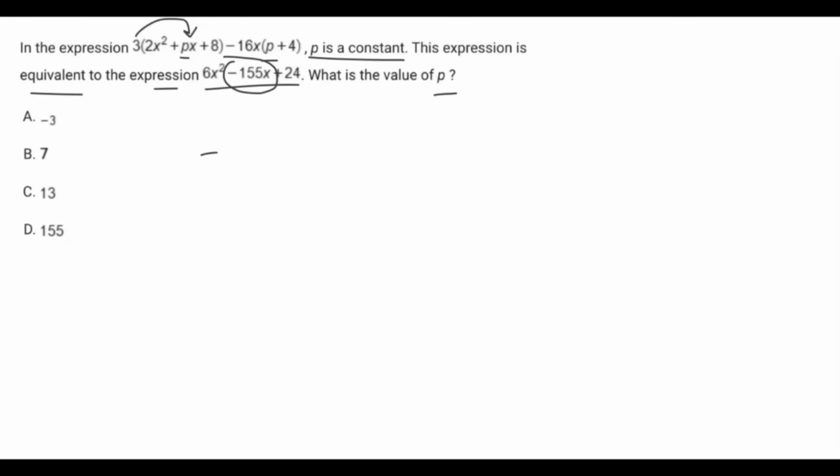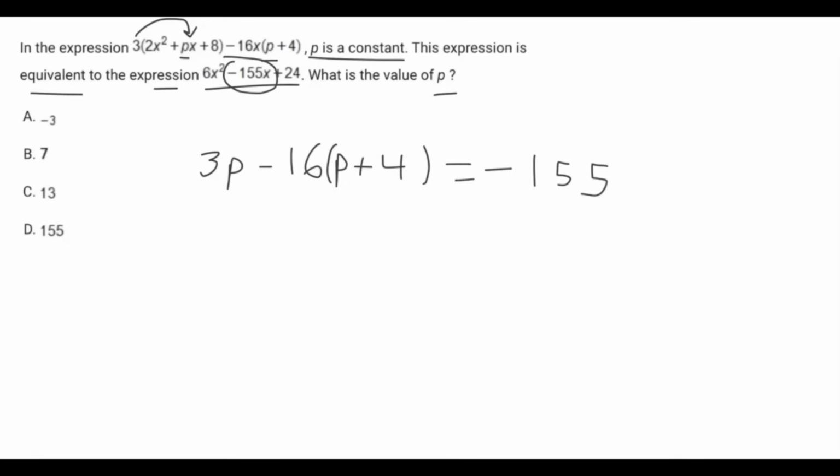So 3 times px is just 3p. And I'm going to negate the x's for each of them because x is in each of these equations and it's just a substitute variable. So we can just negate that. Over here we have negative 16x times p, so just negative 16p. And I almost forgot the plus 4. So p plus 4. And that is all equivalent to, we're negating the x, so that's just negative 155.